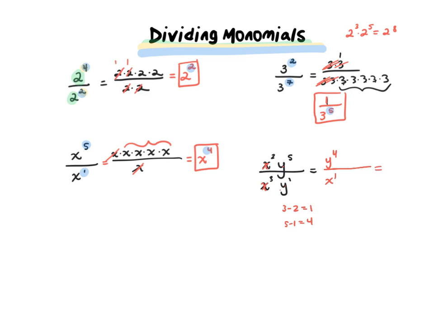Okay, so I made a big fraction bar. I ended up not needing it because that's just going to reduce to y to the 4th over x to the 1st. So this is how you deal with expressions that have exponents.